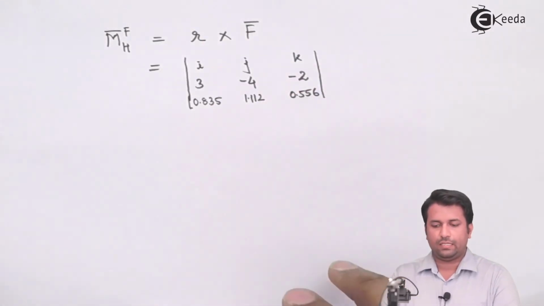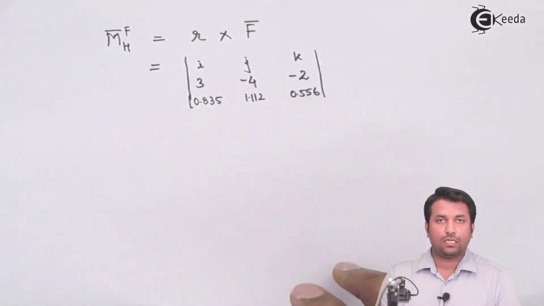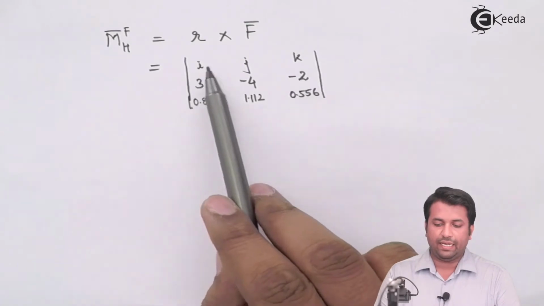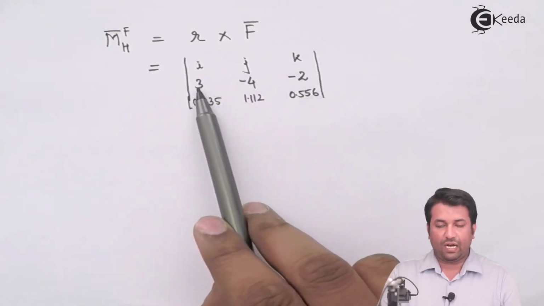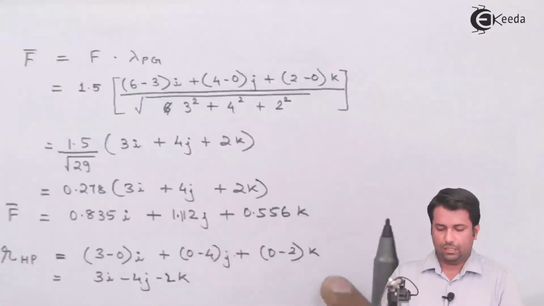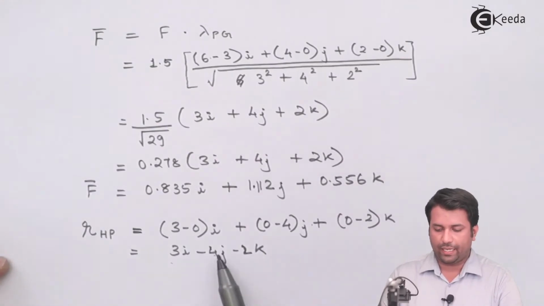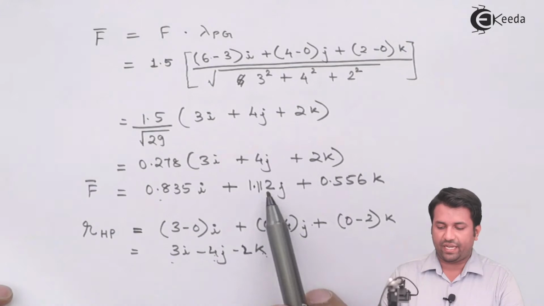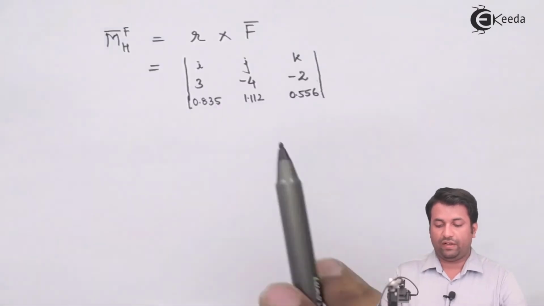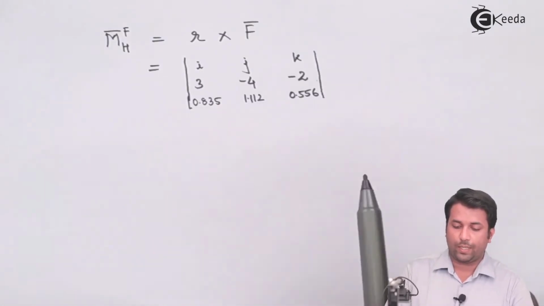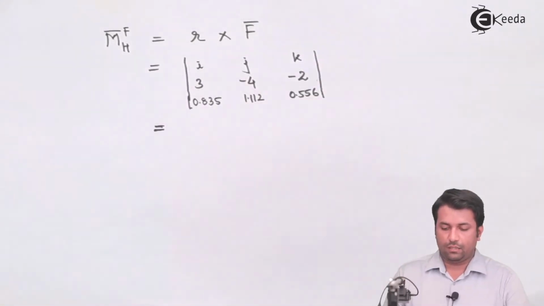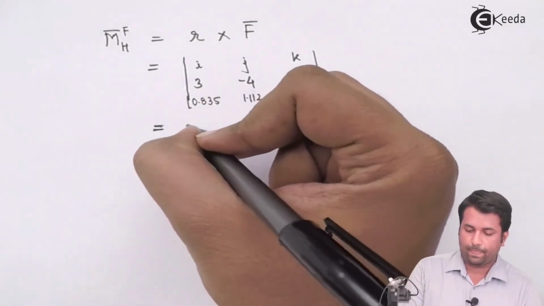So what I have done is I have written the cross product of the position vector and the force vector, that is nothing but i j k, the values of rx, ry and rz. You can see over here rx, ry and rz is 3, minus 4, minus 2, and fx, fy and fz. So I have written down the values over here. Now I need to take the determinant of this given over here.